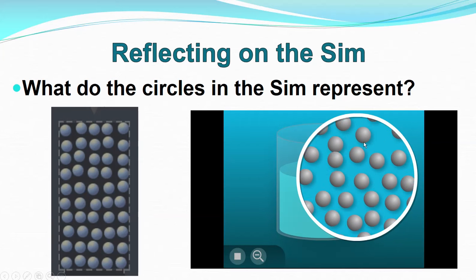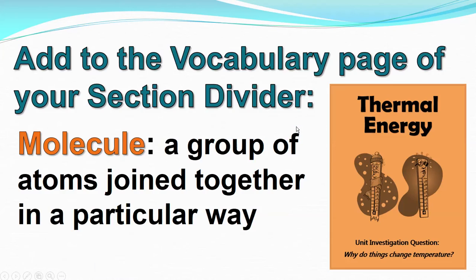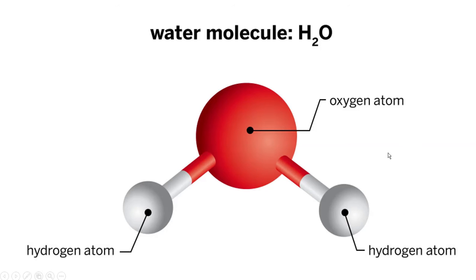So let's try to understand exactly what this is trying to show us. The one thing that we can learn is the little spheres represent water molecules. Molecules are in constant motion. They're moving all the time. In our section divider, we added this new vocab word, molecule: a group of atoms joined together in a particular way. And we can see that this is an example of a water molecule. There are some atoms of oxygen and hydrogen that are grouped together in a particular way. In later units in chemistry, we'll learn more about molecules and what they are.